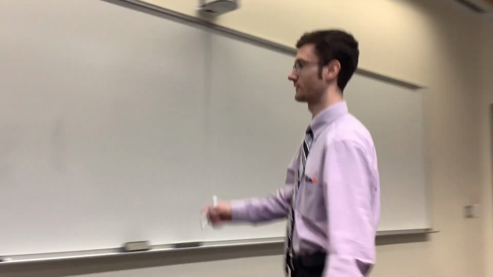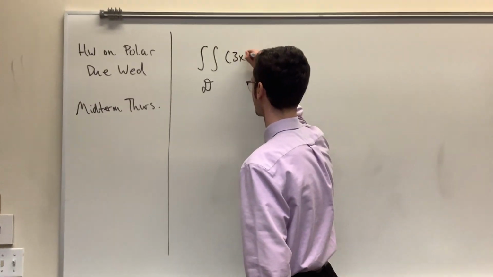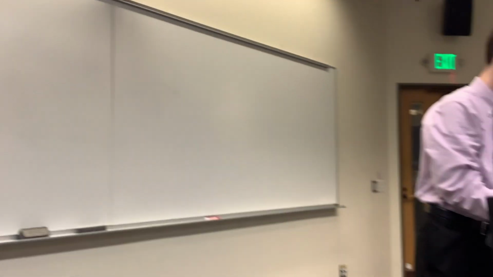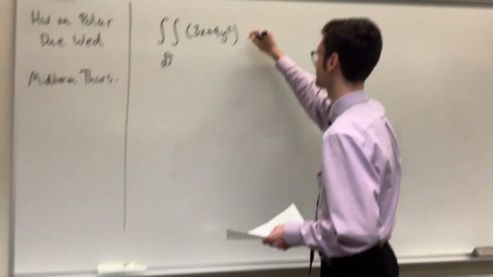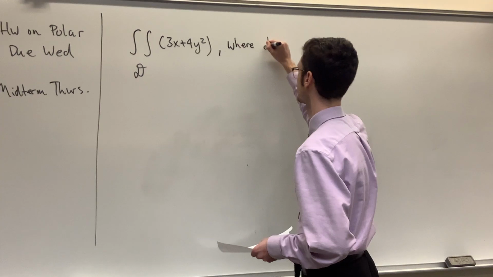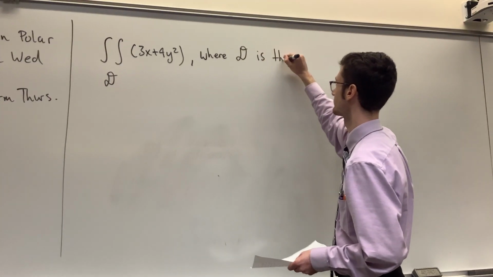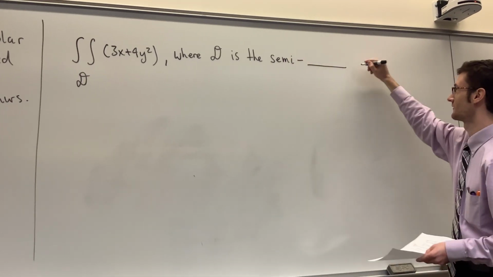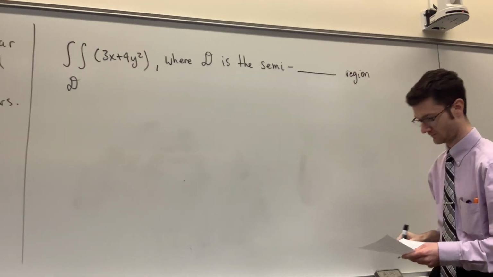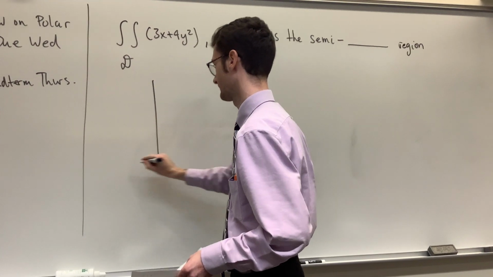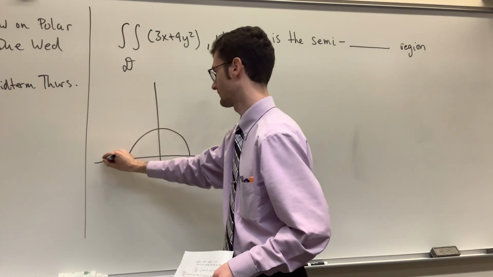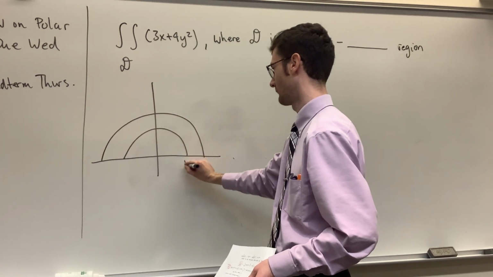Okay, so we're going to do this integral here, 3x plus 4y squared. Okay, so the idea is, where D is... I'm going to fill that in a second. Okay, so D is this region. This is the region we looked at yesterday, one of the regions we looked at yesterday. That's a 1, that's a 2.